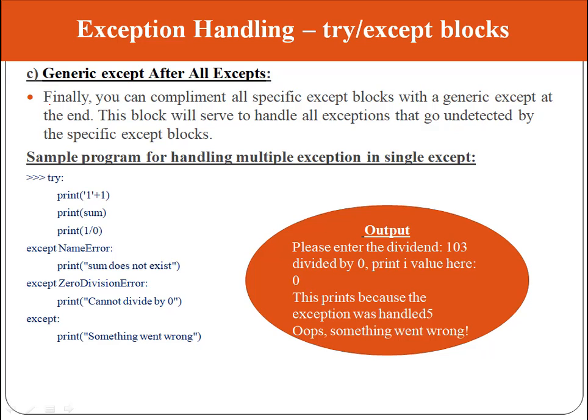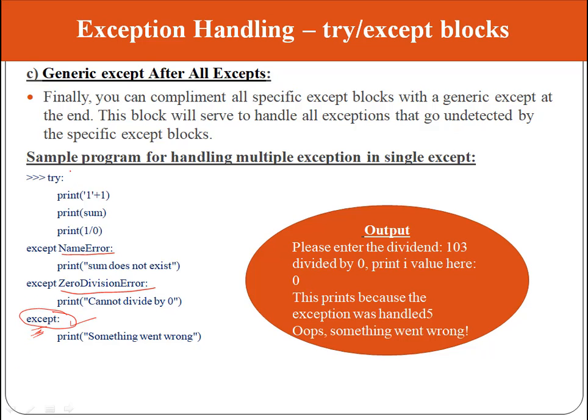Generic except after excepts. We have seen that if no exception types are matched, the program was crashing, the error was unhandled. So what is the solution? For that you have a generic except statement. If an exception has occurred but no exception type is matched, it will not crash, but it will go to the generic except block.